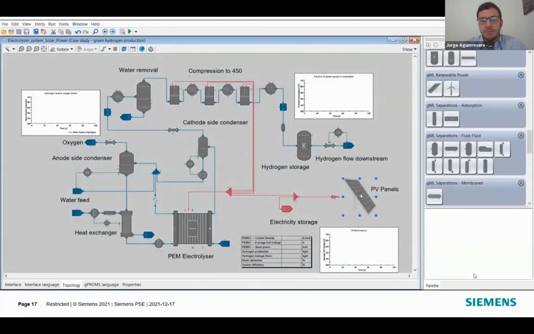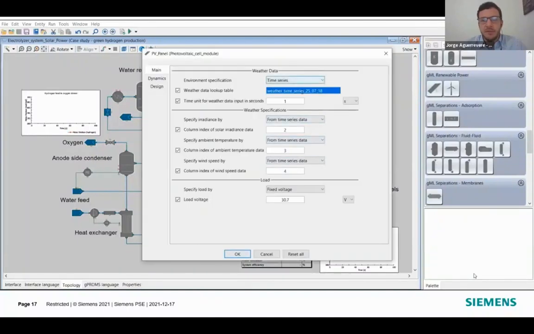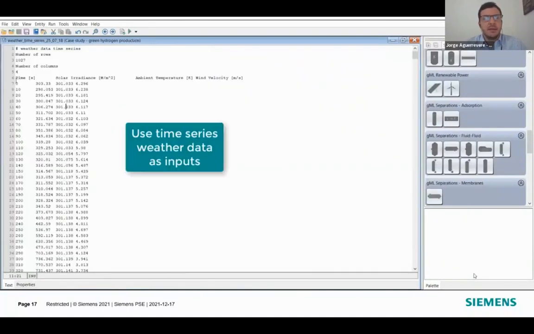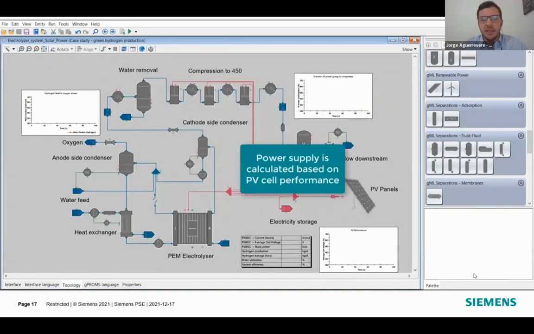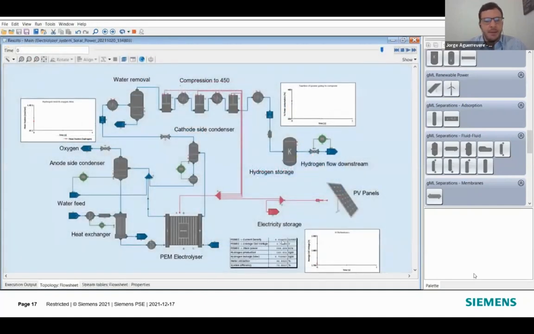But we can also input the power using a PV panel model, where we specify the ambient conditions over time: time series of solar radiance, ambient temperature, and wind velocity, and we model the solar panels themselves to calculate what the power supply will be for that given period of time.